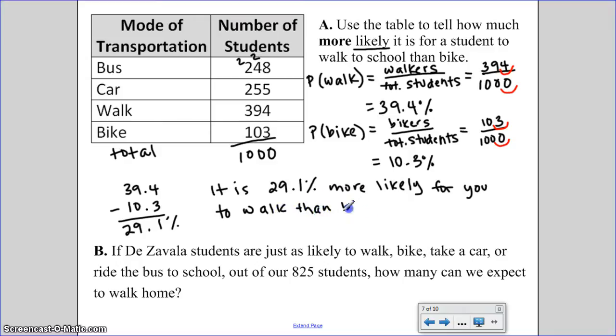than bike. And I'm really sorry if you guys can hear my dogs in the background. They're kind of playing right now. All right, let's go on to our last example for today.